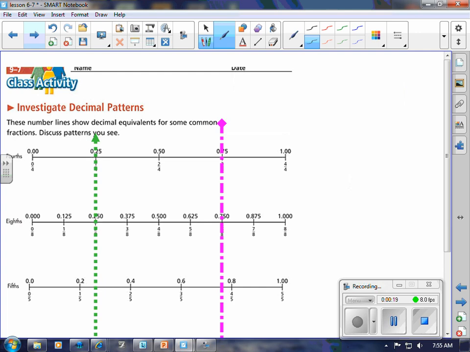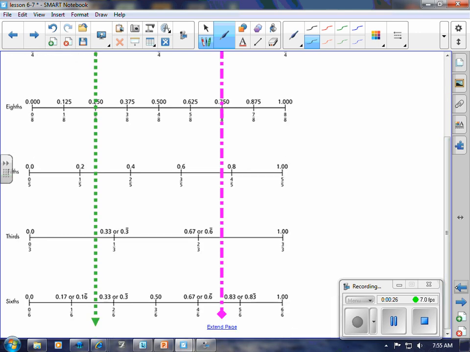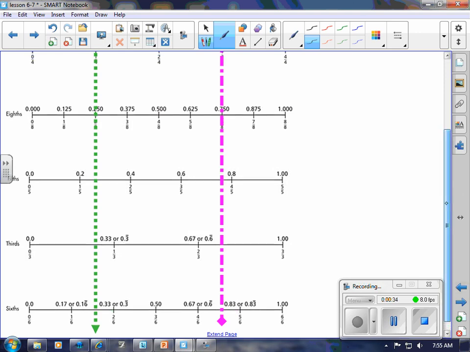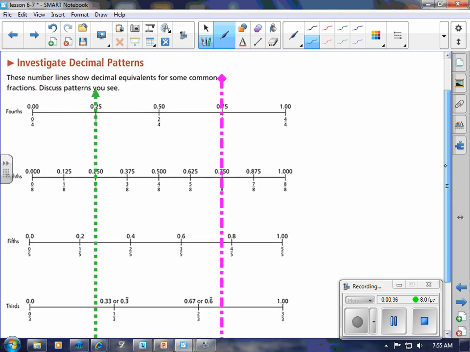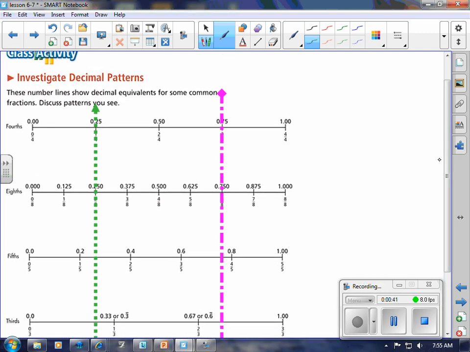Okay, so what we're looking at here are equivalent decimals. And I have some bright pink lines and a bright green line so that you can kind of see what decimals might be equivalent, and how you can kind of think about those. So just based on this, I want you guys to think about, will any of the fourths be in the same position as the halves?